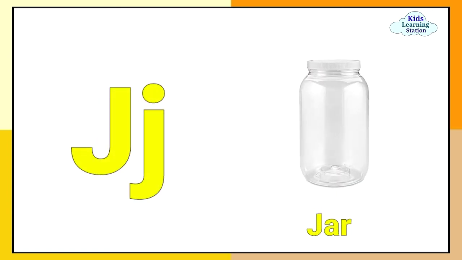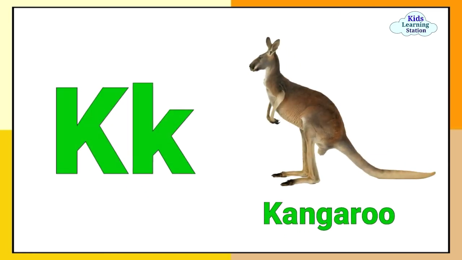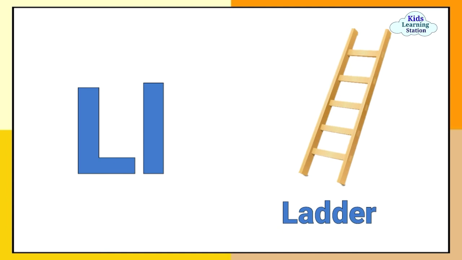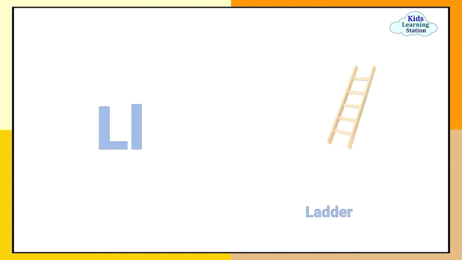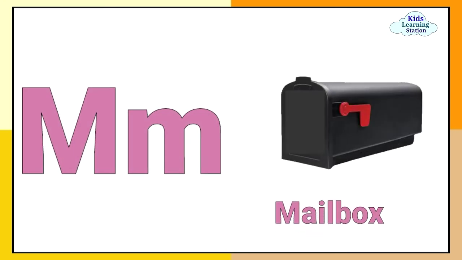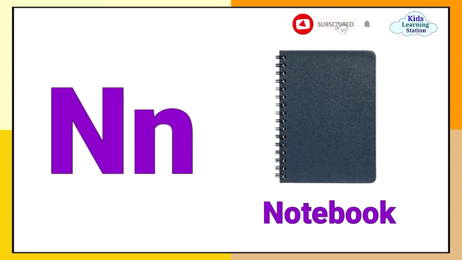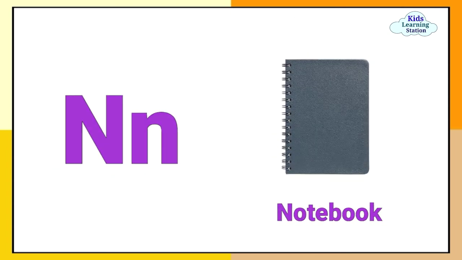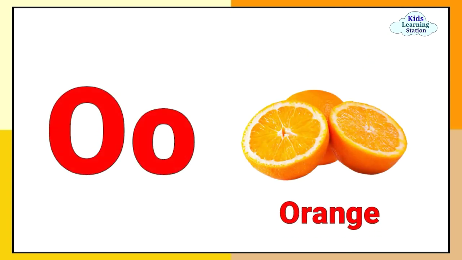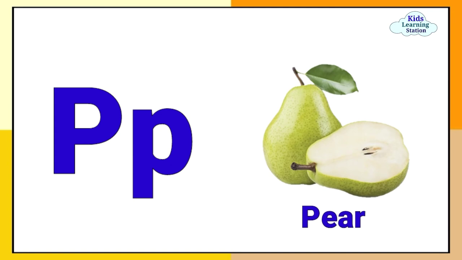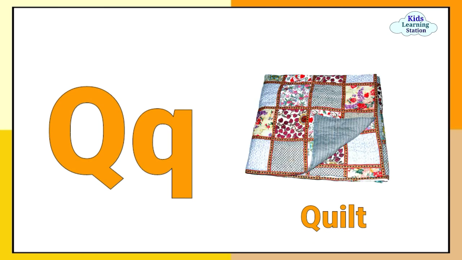J is for drawer. K is for kangaroo. L is for ladder. M is for mailbox. N is for notebook. O is for orange. P is for pear. Q is for quilt.